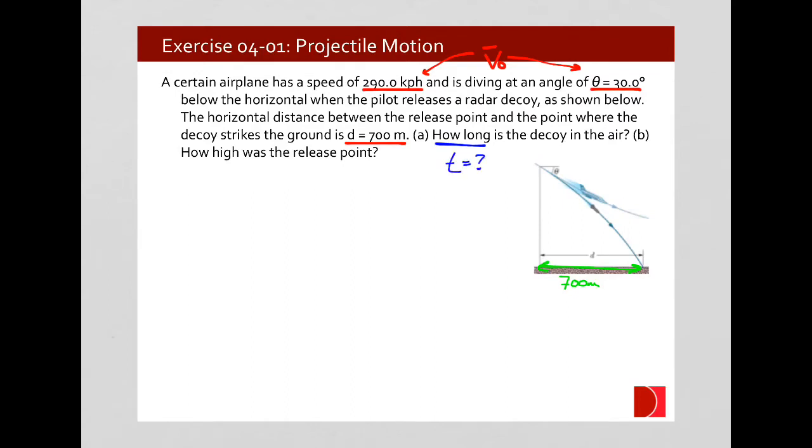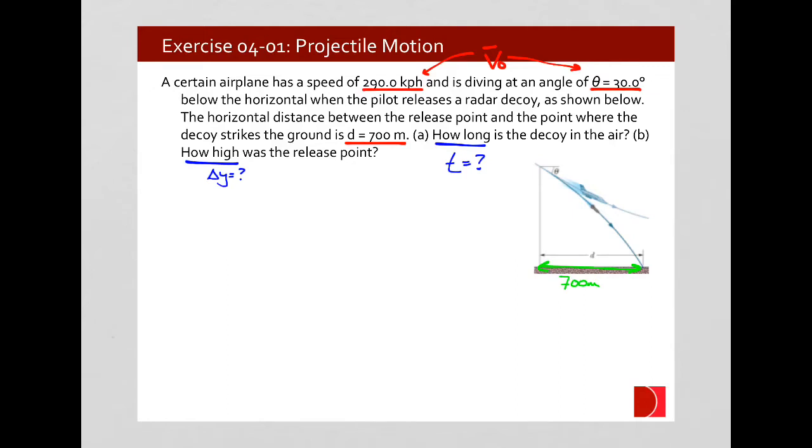Recall that time is the same for horizontal and vertical motion. And we're asked how high was the release point, which is asking us what the motion was in the y direction. If we end up at the ground, we want to know how high we were. That is our y displacement that we're looking to find.